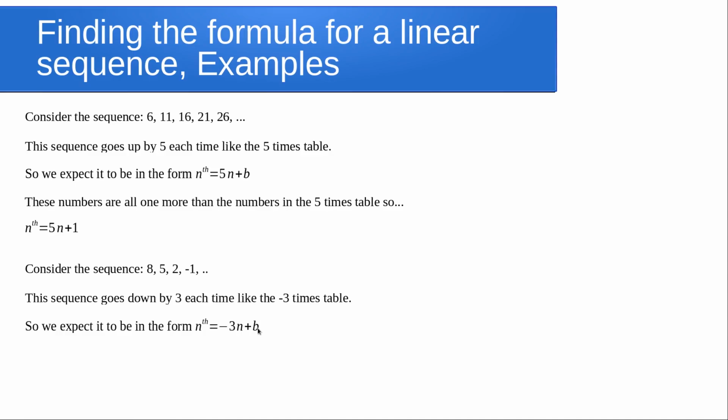Now the negative 3 times table is negative 3, negative 6, negative 9, negative 12. These numbers are all 11 more. So that means our adjustment's going to have to be to add on 11. So the formula becomes minus 3n plus 11.